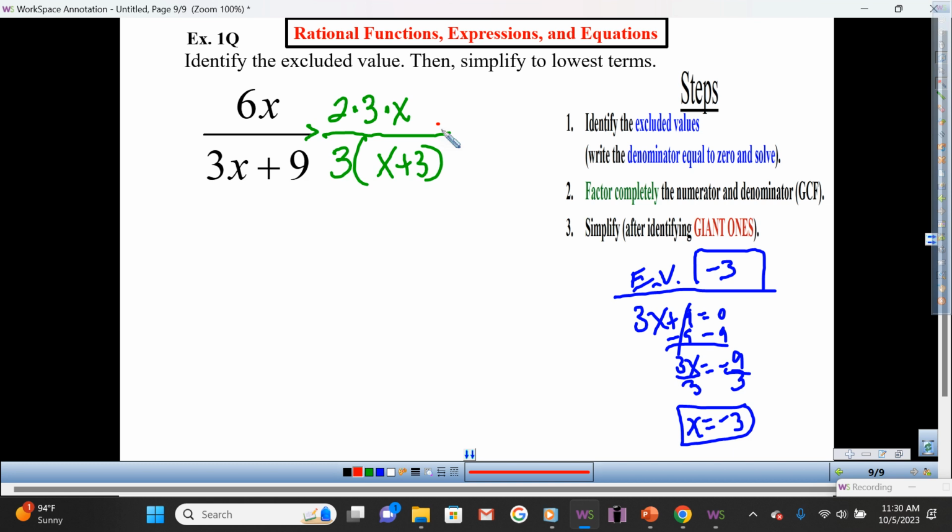The only thing we have left, identify giant ones. Any giant ones? Yes, the 3 and the 3. And that leaves us with 2x over x plus 3. Hands if you got that.